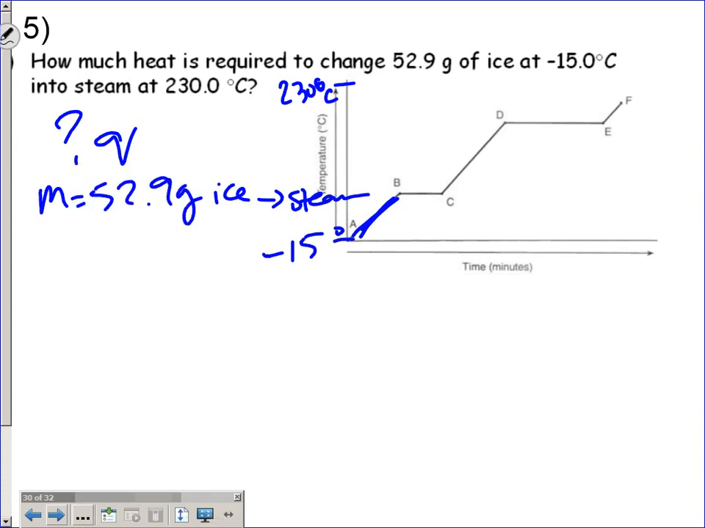So if ice is heating up, meaning the temperature is changing, what equation do I use? MCAT. So Q1 is mass, 52.9 grams. What's the specific heat in this instance? 2 point what? Say it one more time. 2.1, thank you. Joules per gram degree C. And what's my temperature change?